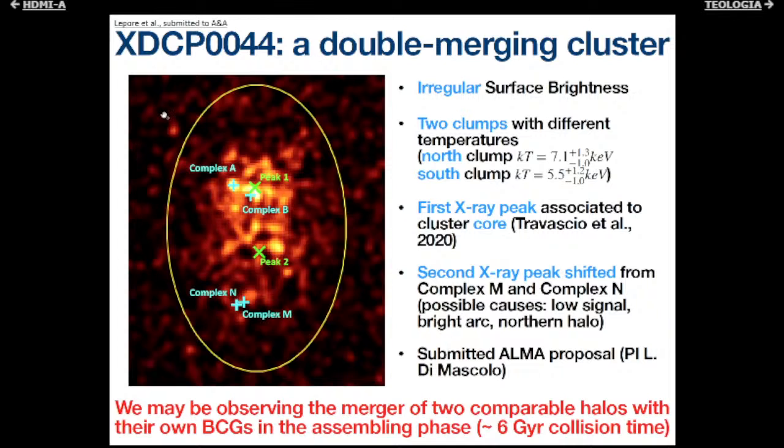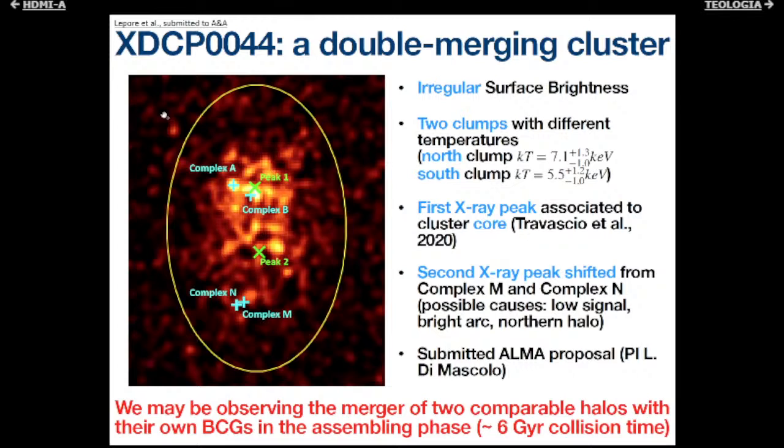So we fitted this image with a double bidimensional beta model in order to find the X-ray emission peaks, and we found that the first peak is associated to the cluster core, while the other one is shifted with respect to the region analyzed in our work. But we argue that we are observing two comparable halos with their forming BCG that are merging and will merge on a time scale of almost 6 giga years. But unfortunately, our data are not able to describe completely the complex dynamical state of this cluster.